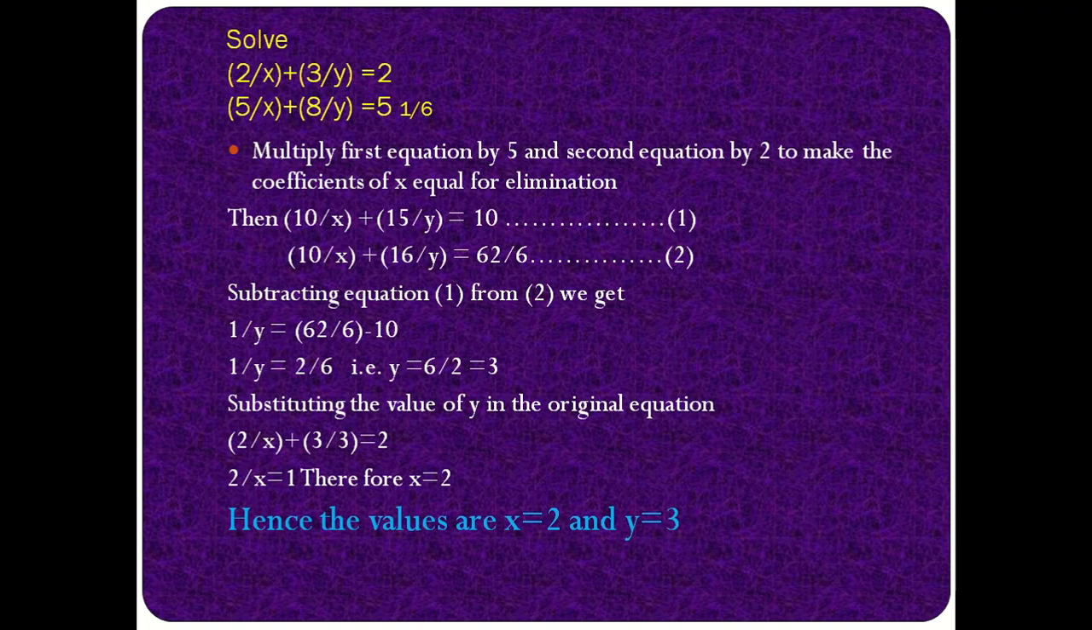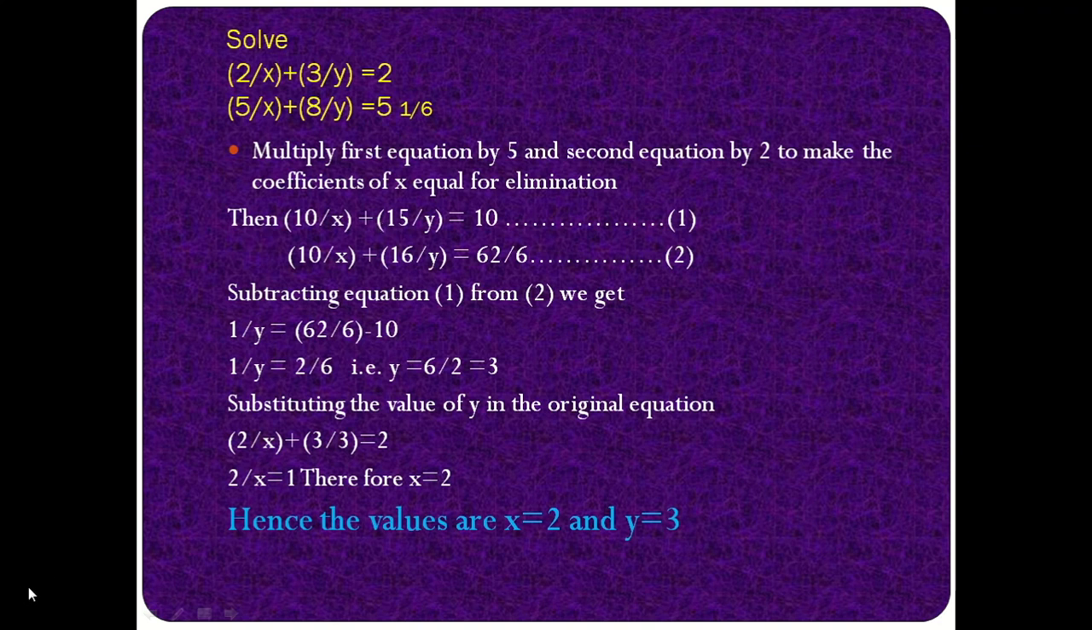Now move to some another complex type of equations, fractional values. So the question is 2 by x plus 3 by y is equal to 2. First equation. 5 by x plus 8 by y is equal to 5 and 1 by 6. When we convert, this will become 31 by 6, 6 into 5, 30, 30 plus 1, 31, 31 by 6.